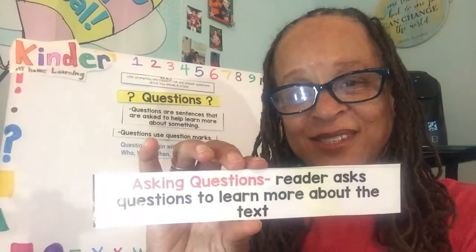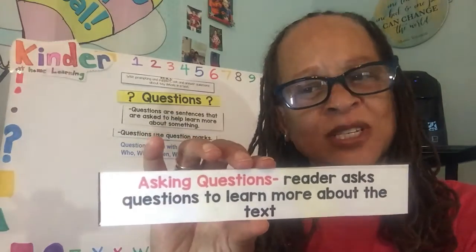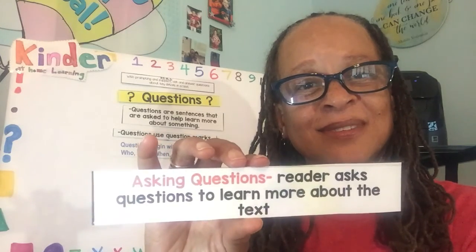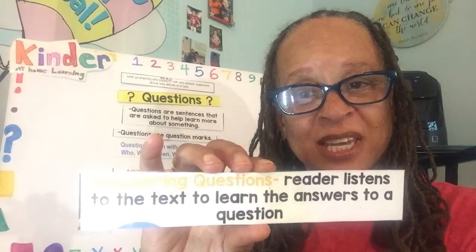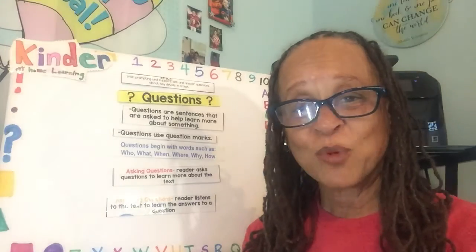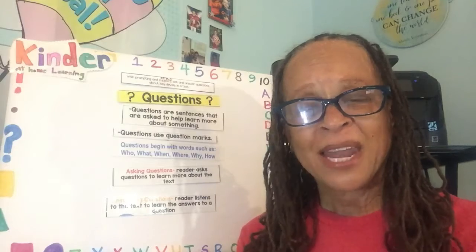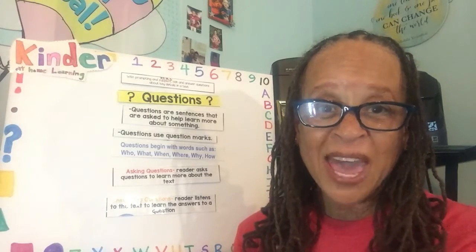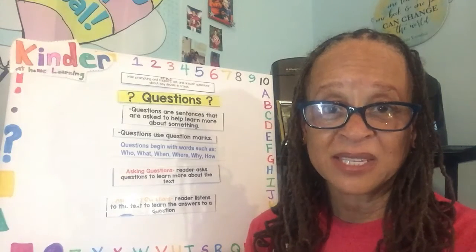Asking questions. The reader asks questions to learn more about the text. Answering questions. The reader listens to the text to learn the answers to a question. Next, I am going to read a text to you, and I want you to listen very carefully so you will be able to answer questions about the text that I read.